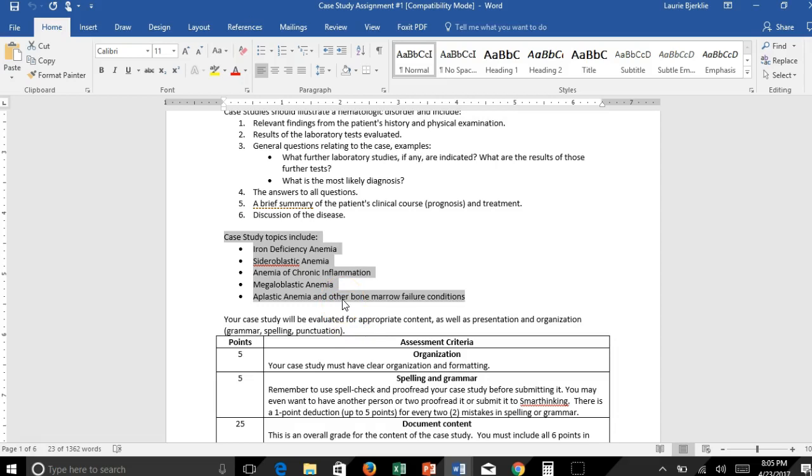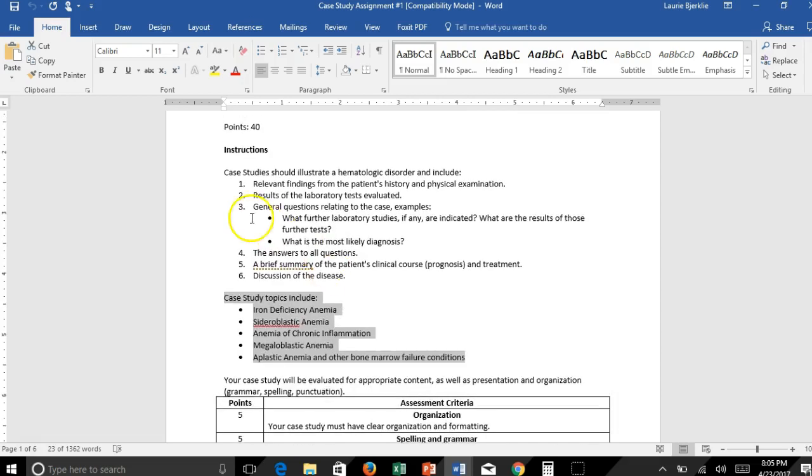Once you decide what topic you're going to go with, then you're going to write your case study. Here's the criteria that we will be looking at including in the case study when you write it. The very first thing you're going to create is your patient story. The very first item right here is relevant findings from the patient history and physical exam. Think about times that you go to the doctor when you're ill, and you're explaining to them what you're feeling, correct? That's what we want to see here.